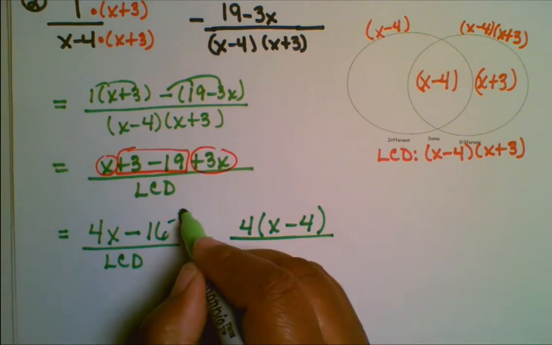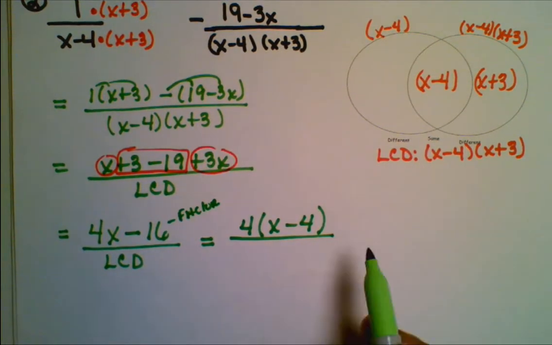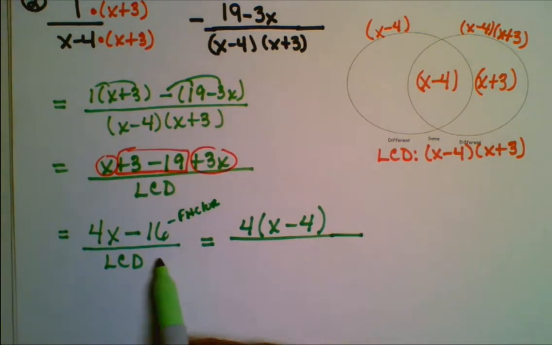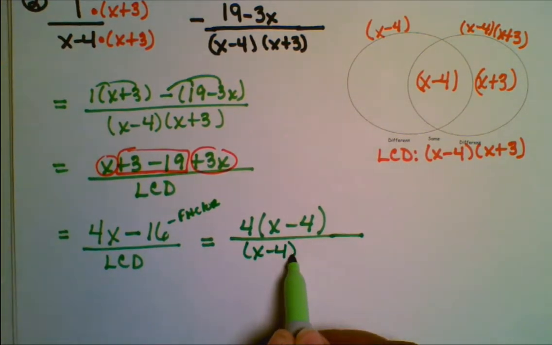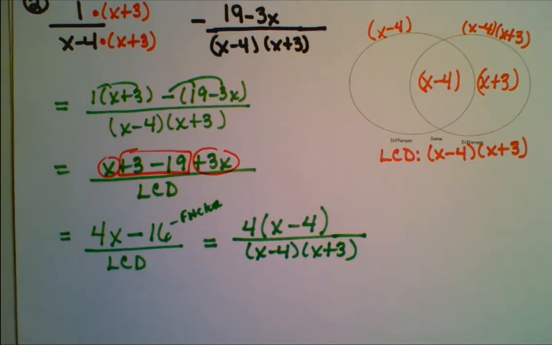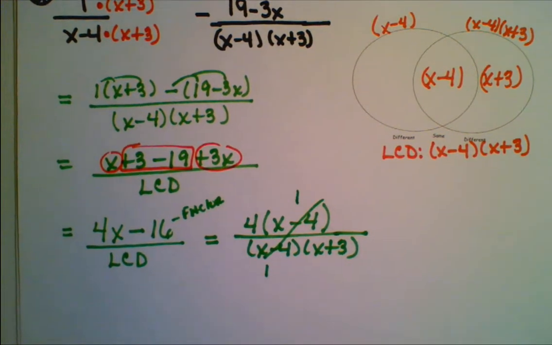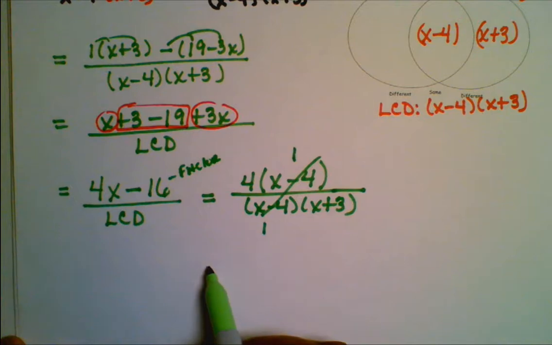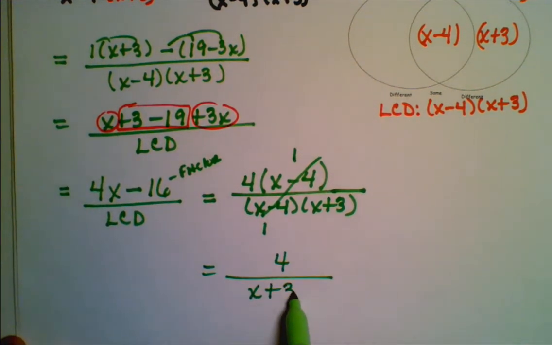Okay, so we're going to factor the numerator. And now that we've factored the numerator, let's go back and write the LCD in. So we have x minus 4 times x plus 3, and then cancel all pairs that are common to the numerator and denominator. And we can cancel out the x minus 4's. So our solution is 4 all over x plus 3.